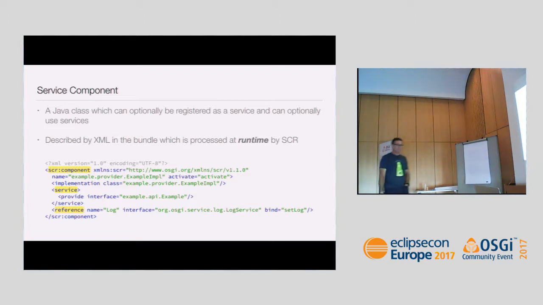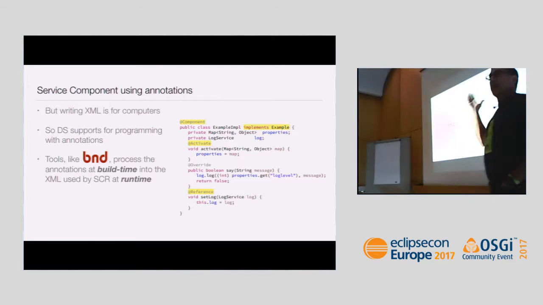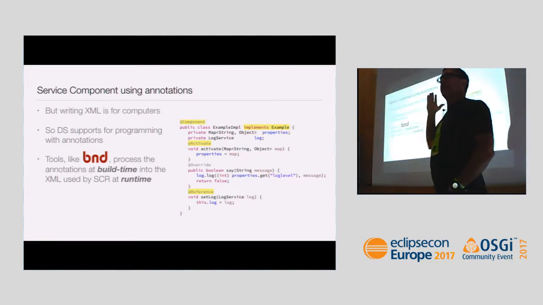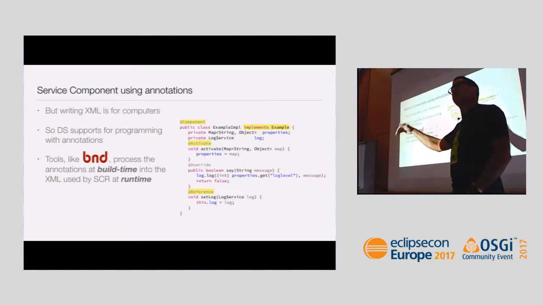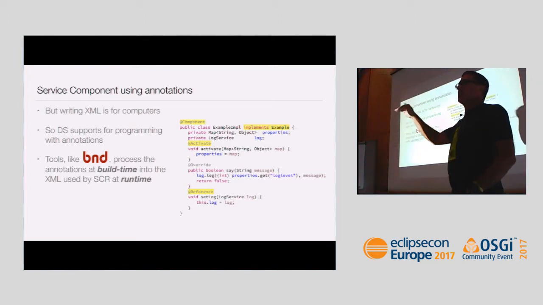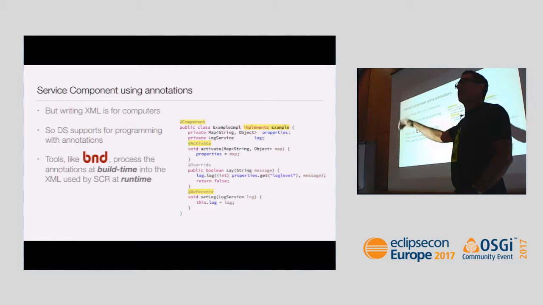But then again, who really wants to write XML, right? XML writing is for computers. Nobody wants to write XML. And so annotations come along. And so we have a set of annotations, and we have tools like bnd that basically do the work of turning the annotations in your program into the XML that the runtime cares about. So that's an important thing to know about DS, is that there is this difference between the annotations in your code and the XML read by the runtime, and that you do need a tool to process it.